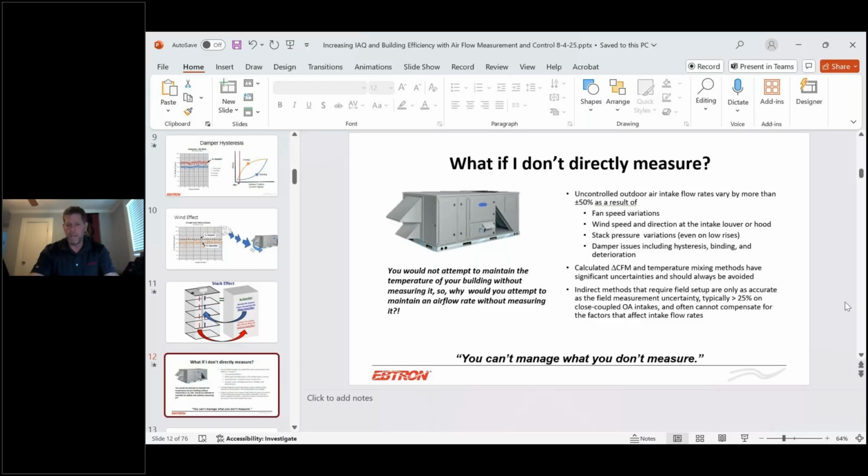Just like adiabatic mixing methods, differential pressure methods, those type of calculations, you can be off by 25% or more in your calculations. And we have other presentations where we can actually show you the math for each one of those situations and why that may not work as well as some people think it does. Okay, so if you don't directly measure, you could potentially be off by 50% on your outside air intake.